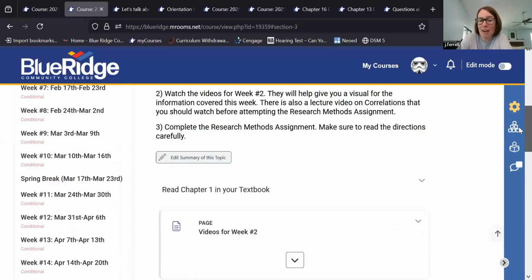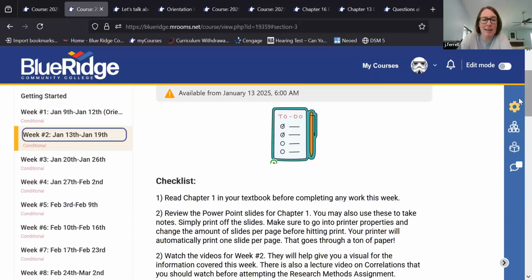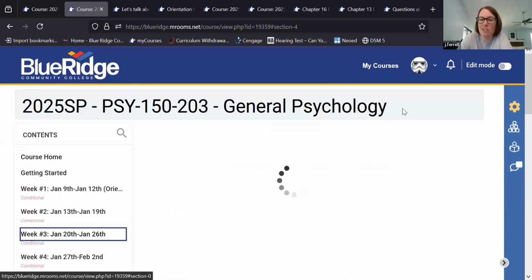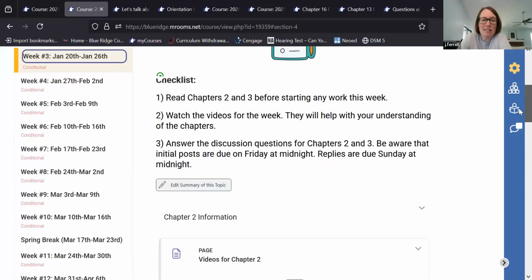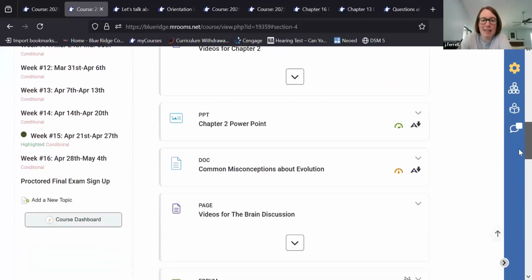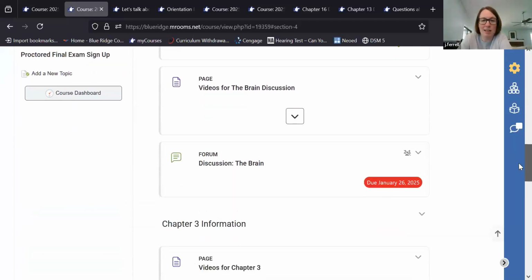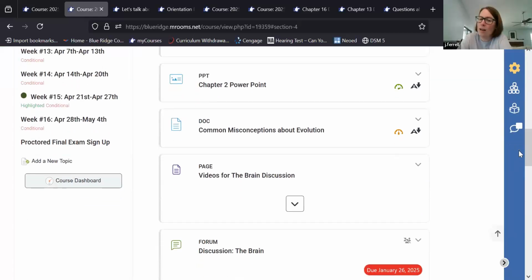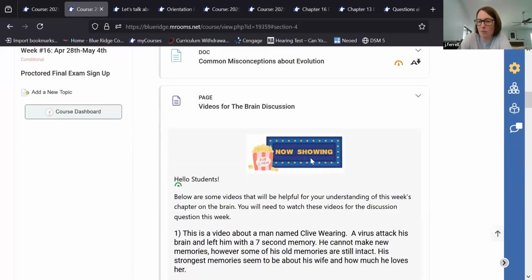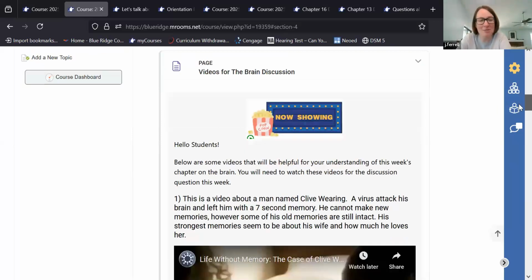So this is pretty much how every single one of my weeks is set up. It's the same little image. It's, do these things. Here's your assignments that you have for the week, discussions. When I provide supplemental videos, I made a cute little popcorn now showing image that I have on every video's page as well.